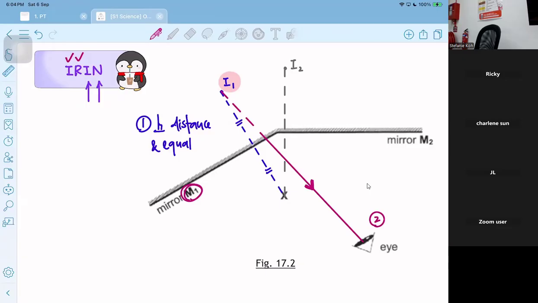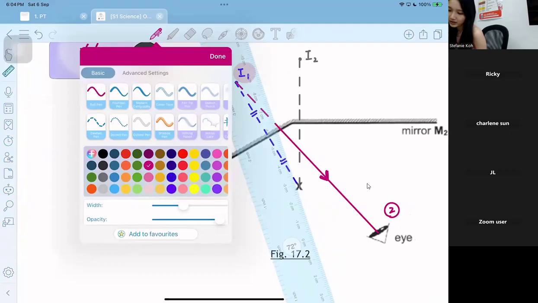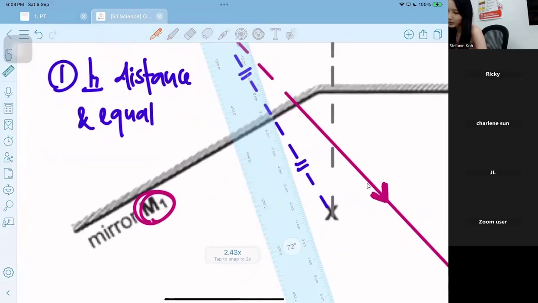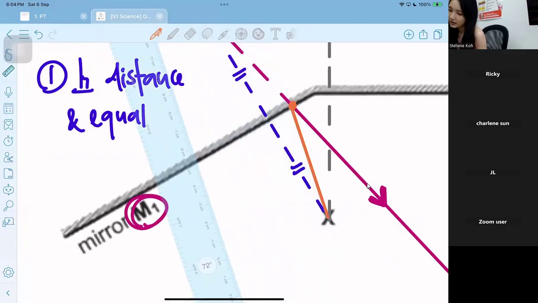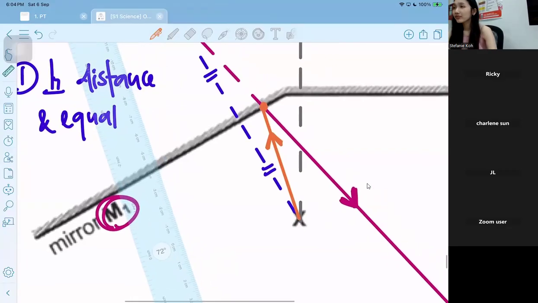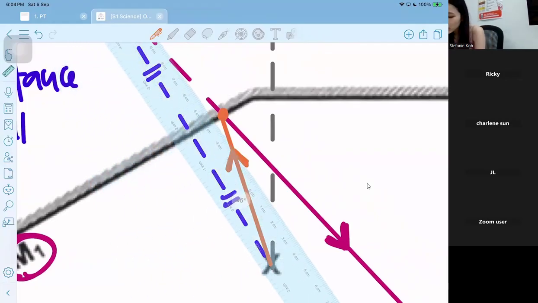So the eye would be, can I use a different color? Orange. The eye would be this. From this point where it hits the mirror, you draw backwards. And then it reflects like this. The arrow is pointing up because it's going into the mirror and reflecting back out. You understand? Then the normal would be perpendicular to this. Just put your ruler perpendicular.